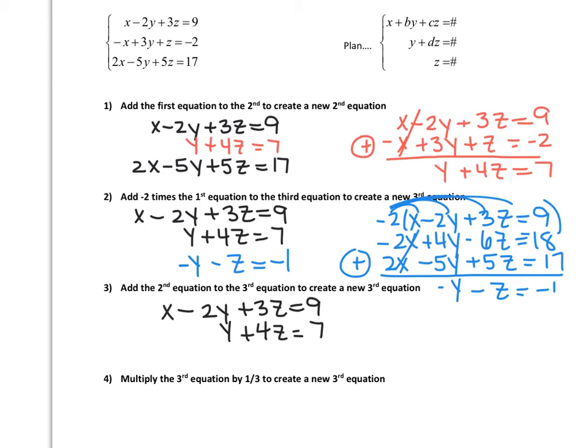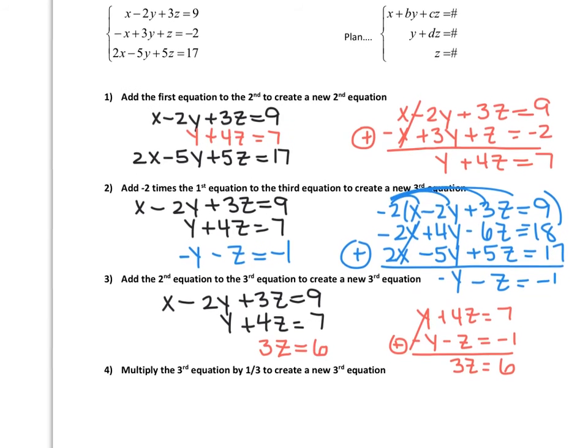And now I'd like to add the second equation, so y plus 4z equals 7, to the third equation. These will cancel. This will be 3z equals 6. And that is my new third equation. And now I'm almost there. The next thing I need to do is get z by itself. So I need to get rid of this 3.